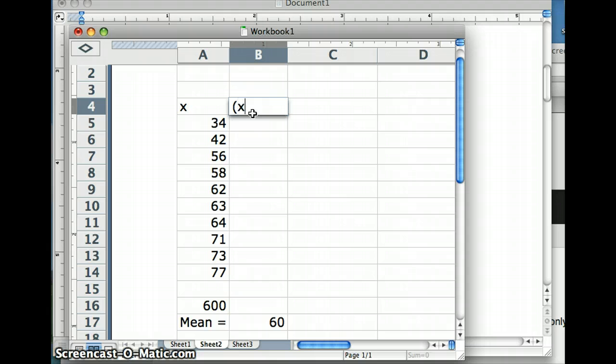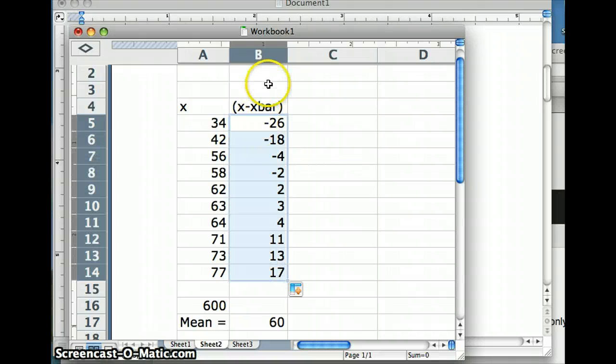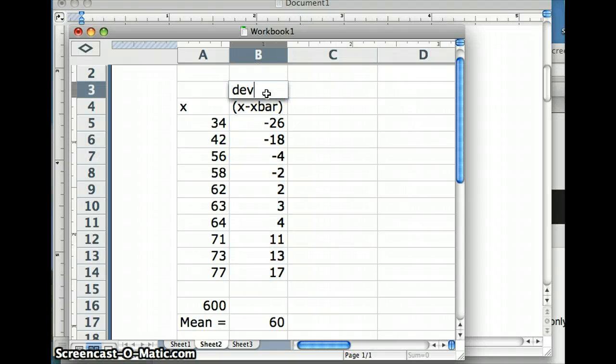So we compute x minus x bar. Well, 34 is our first number. How far is 34 from the mean? Well, 34 minus 60 is negative 26. What I can do is let Excel help me with that. I can type equals, click on the 34 minus 60, and you'll see that indeed we get negative 26. Taking it down to the next level, 42 minus 60 should be negative 18. And continuing with that, we can get all of our deviations. So this column is essentially the deviations.